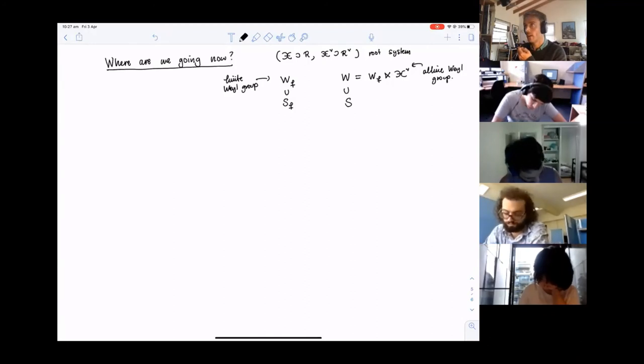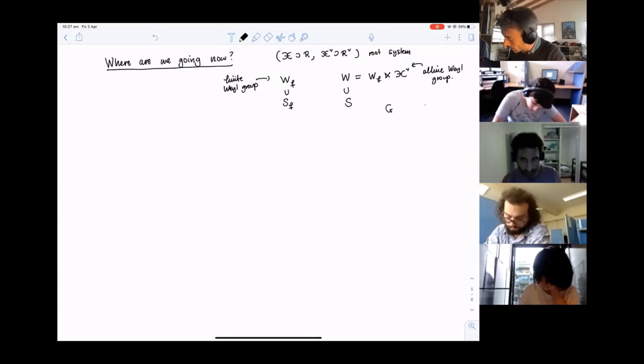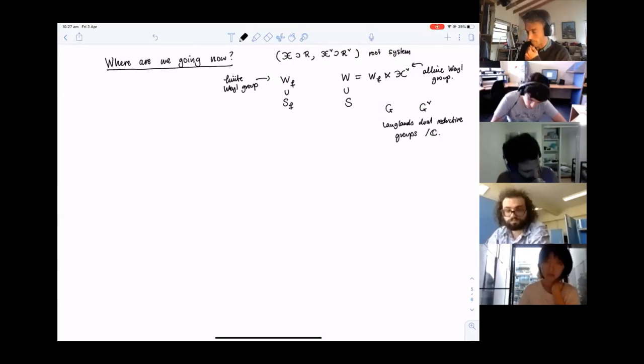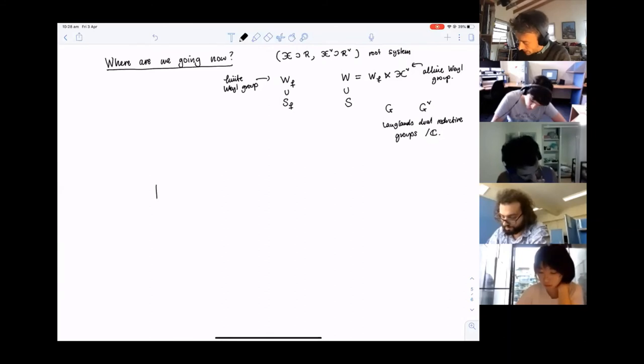And we can also associate to this G and G check, the Langlands dual, over C. And now we have H, the affine Hecke algebra.